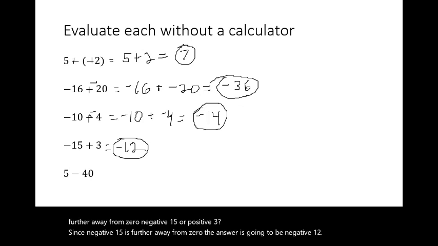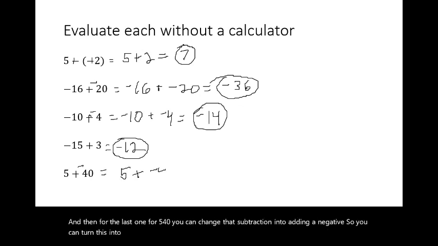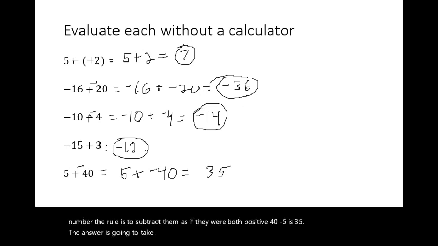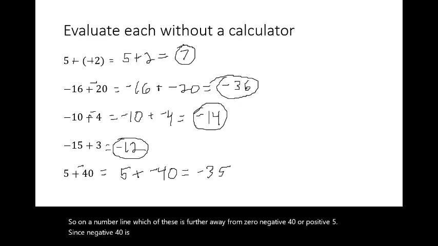And then for the last one, for 5 minus 40, you can change that subtraction into adding a negative. So you can turn this into 5 plus negative 40. And then we have a positive number plus a negative number. The rule is to subtract them as if they were both positive. 40 minus 5 is 35. The answer is going to take the sign of the number that's further away from 0. So on a number line, which of these is further away from 0, negative 40 or positive 5? Since negative 40 is further away from 0, the answer is going to be negative 35.